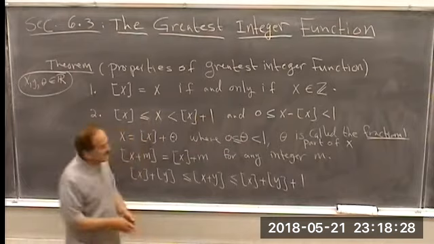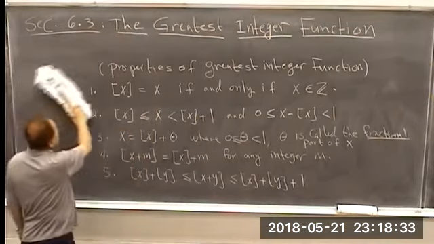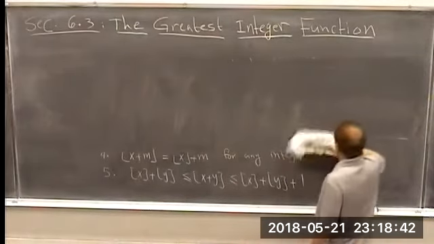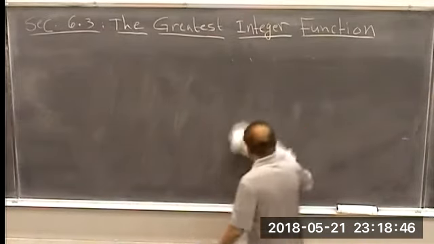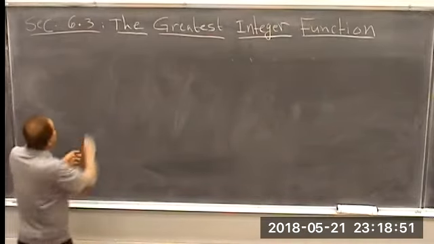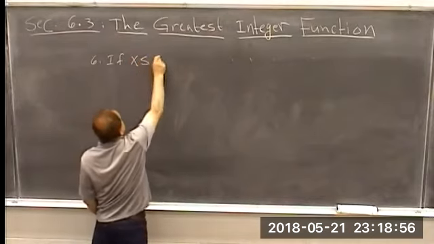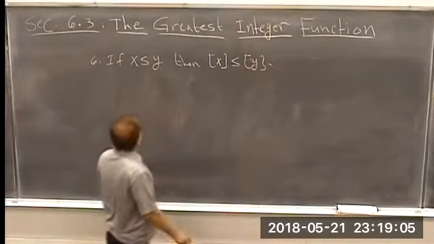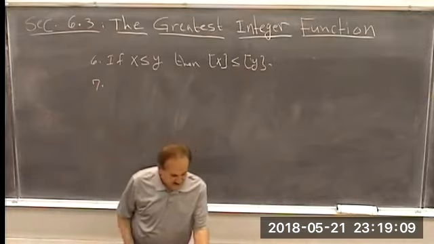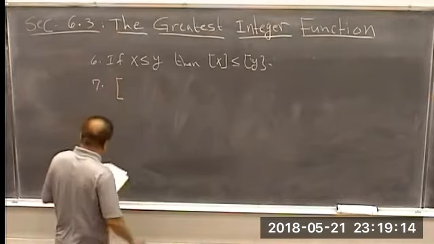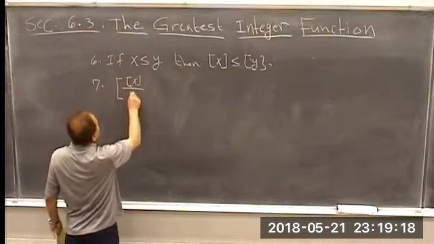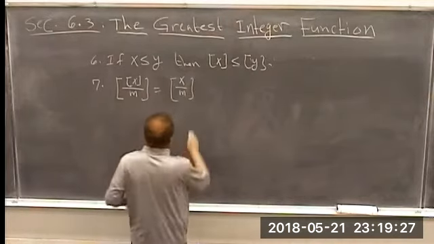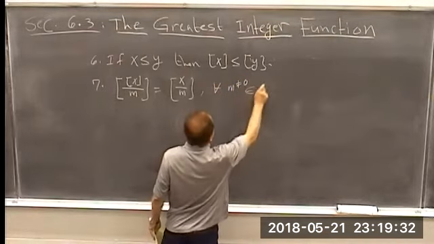All right, a few more properties. Again, it's a very big list, but a lot of these are very simple. Number six, if x is less than or equal to y, then bracket x is less than or equal to bracket y. And number seven, the bracket of bracket x over m, where m is an integer, is the same as bracket x over m, for every m not equal to 0 in Z.